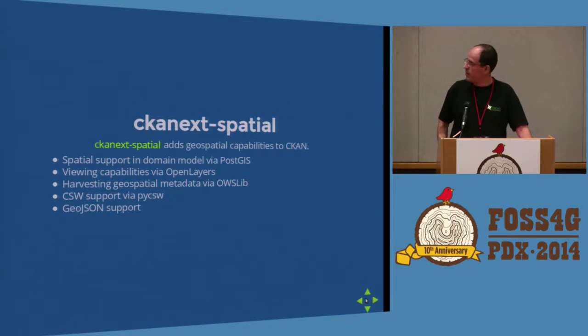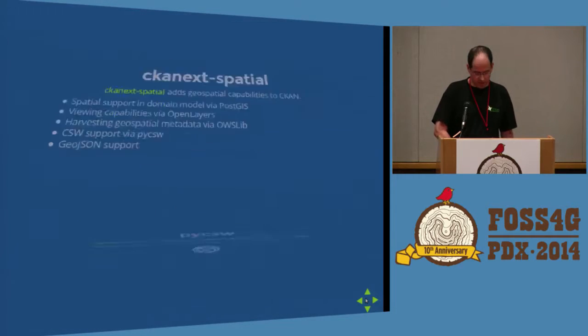And there's also an extension of CKAN, which is actually enabling CKAN to have geospatial capabilities. So it is based on PostGIS actually, and it has integrated OpenLayers. Actually, now it has also Leaflet support, and it can access OGC services through OWSLib, and it has now support for CSW through pycsw, and lately there has been a GeoJSON support.